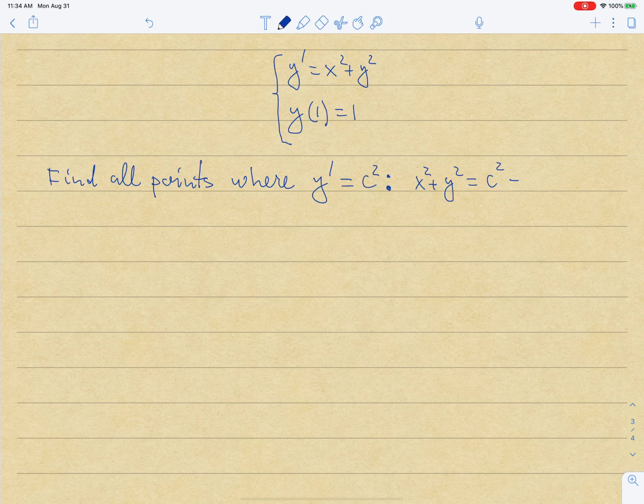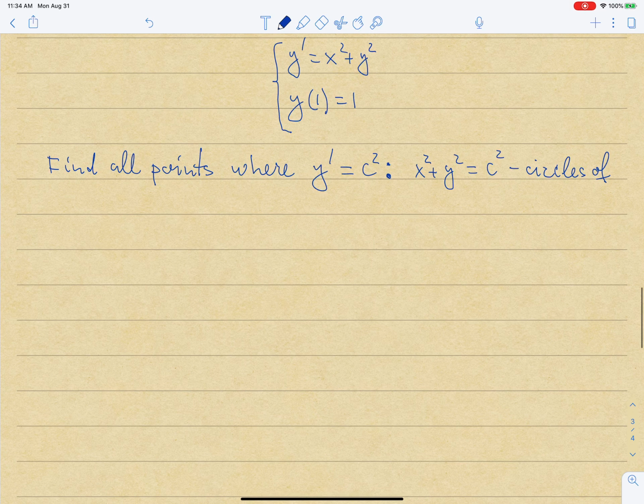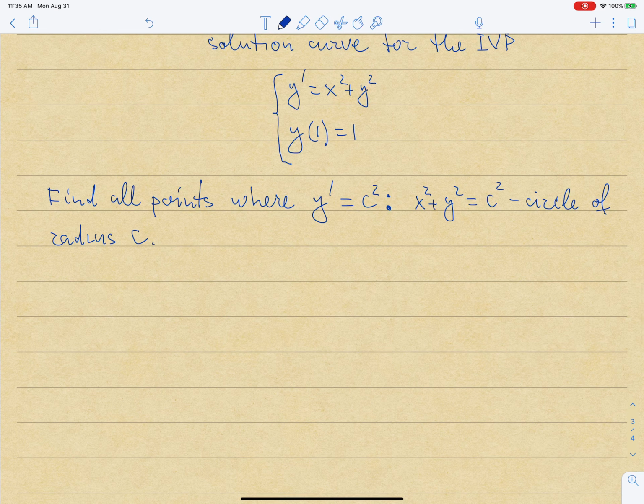And those are circles. In fact, it's just a single circle for a given c. So a circle of radius c. Actually, notice one thing here. Because the slope is x squared plus y squared, it always must be greater than or equal to 0. The slope cannot be negative. So c would be a number which is greater than or equal to 0.